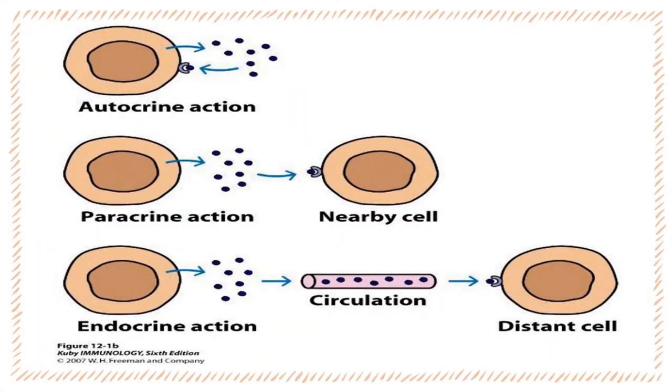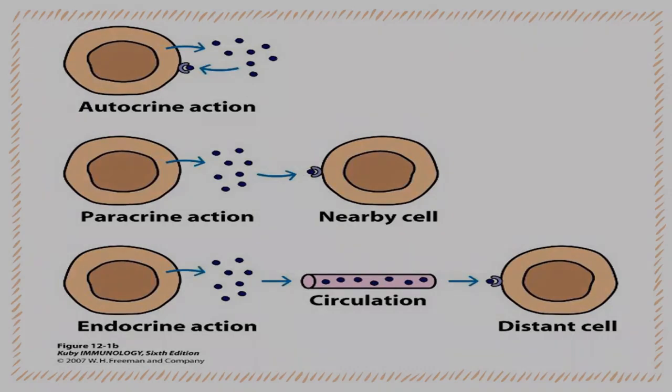There are three types of cell action. Autocrine action is when a cell secretes a hormone that binds to an autocrine receptor on that same cell. Paracrine action is when a cell produces a signal to induce changes in nearby cells. Endocrine action is when a cell produces a signal to activate distant cells by circulation.